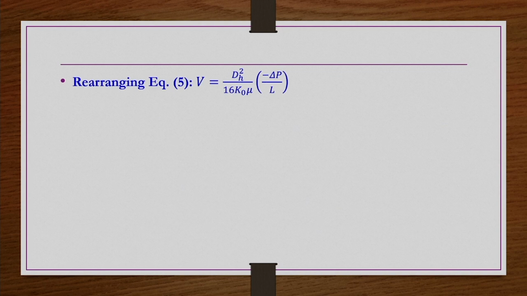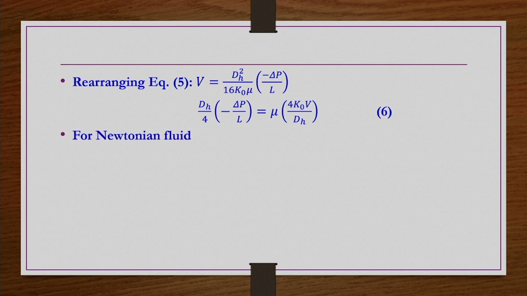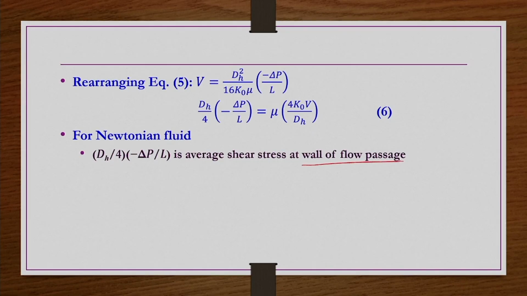Now, that same equation 5 for non-circular conduits we are rearranging. How are we rearranging? We are writing minus delta P by L dH by 4 on one side, and the remaining terms on the other side. Okay. So, now here, minus delta P by L dH by 4 is nothing but what? It is nothing but shear stress, right. Now this shear stress is at the wall of the flow passage, that is, along the particles.